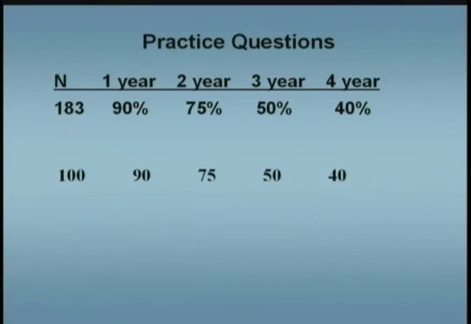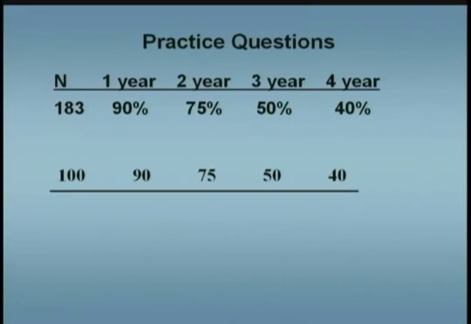Forget that there's 183 people had the surgery. Think that 100 people had the surgery. And of that 100, 90 were still alive after year 1, 75 still alive after year 2, 50 alive after year 3, and 40 alive after year 4. And we can do this because, well, that's what percent means, out of 100. That means that that 90 is a subset of the 100, okay? It means that 75 is a subset of the 100, okay? It means that 50 is a subset of the 100.